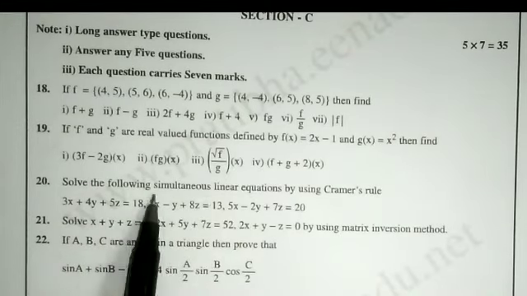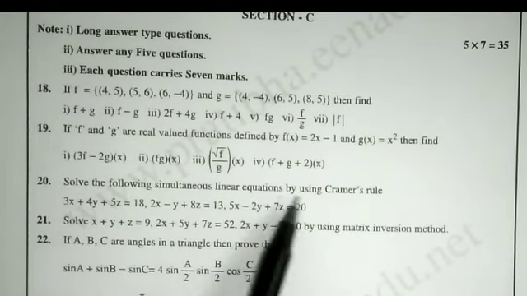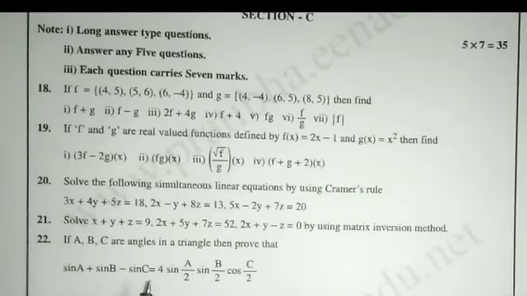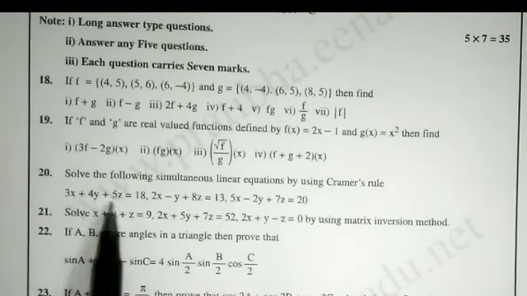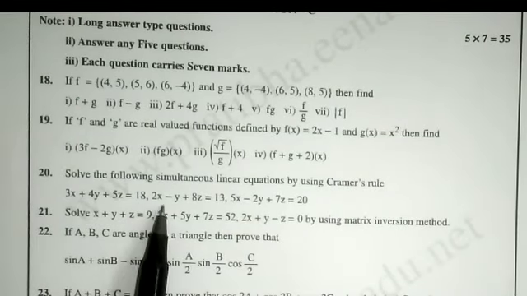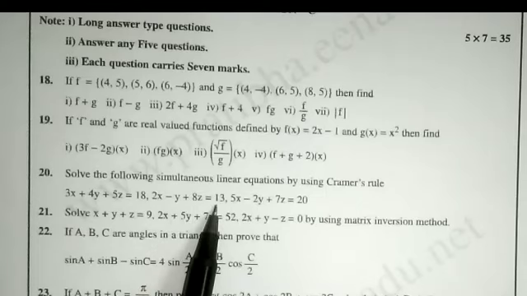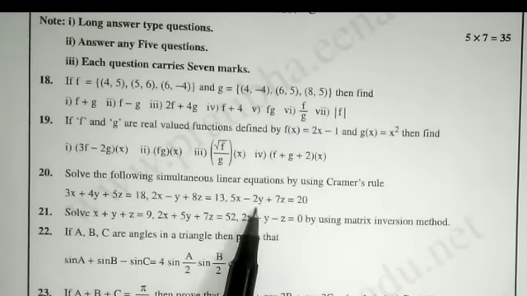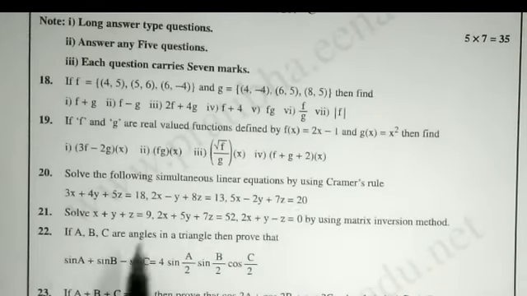Next one, solve the following simultaneous linear equations by using Cramer's rule. The equations are 3x plus 4y plus 5z is equals to 18, 2x minus y plus 8z is equals to 13, 5x minus 2y plus 7z is equals to 20.